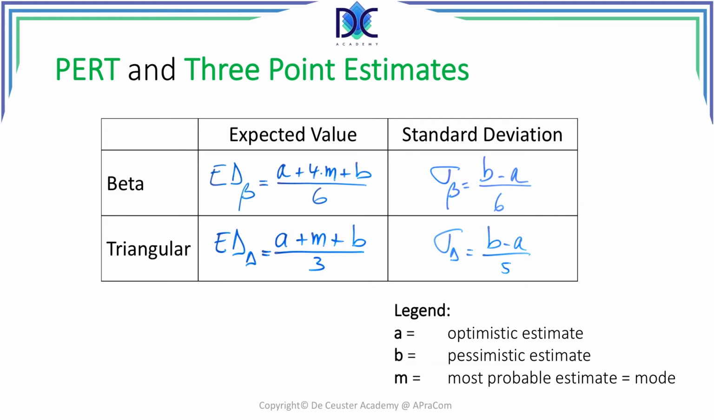The 3-point estimate, also depending on the triangular distribution, is a little bit easier as a formula. Here you just calculate the average of the optimistic, the pessimistic, and the most probable estimate. So you have A plus M plus B divided by 3. The corresponding standard deviation is B minus A divided by 5. So now let's look at some calculations. You will understand it better after completing some exercises.